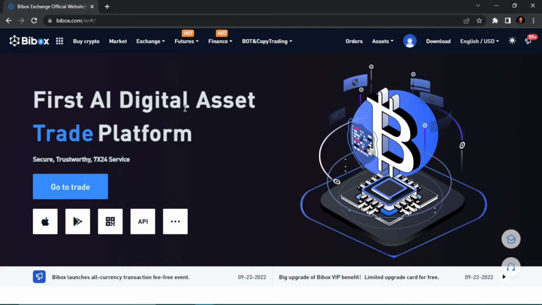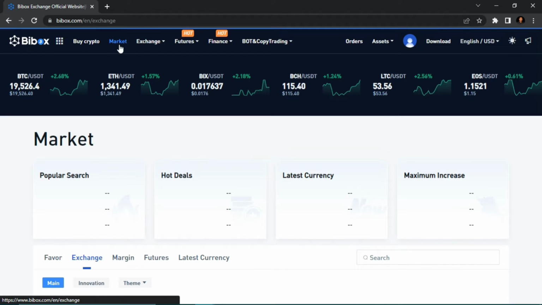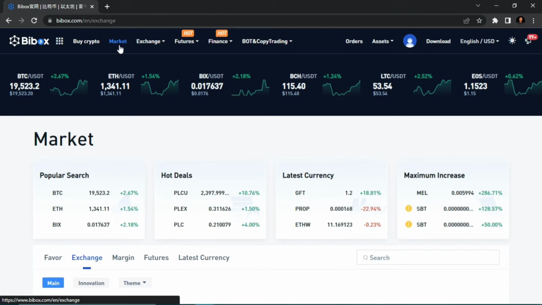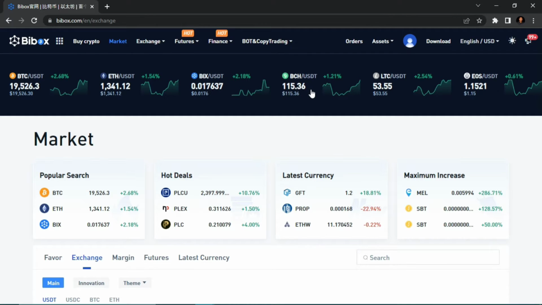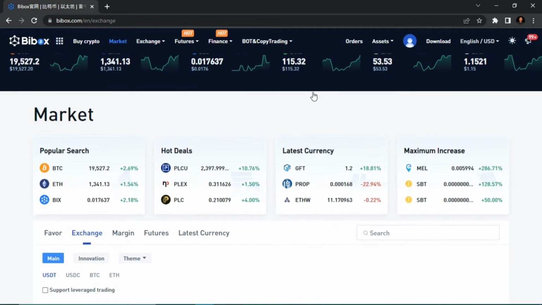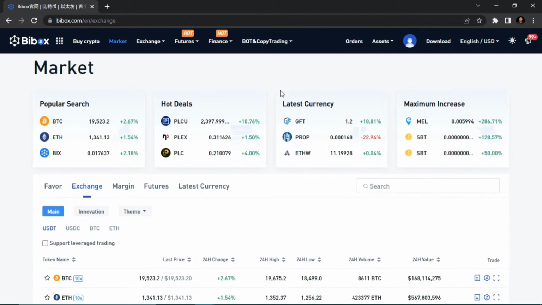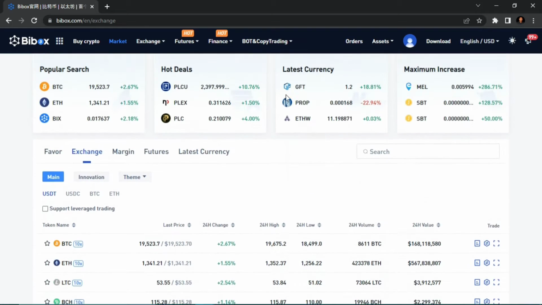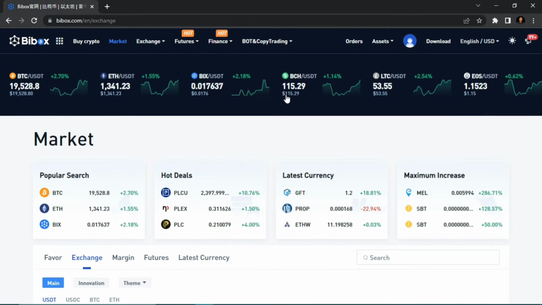So this is the Bibox website. This is the landing page for you to access the market. Simply click on the market and it's going to open up. We are going to have access to several cryptocurrencies. Bibox has a lot of currencies. We have over 400 cryptocurrencies available on Bibox. Bibox is actually very large. I'm really amazed with the kind of features that we have on Bibox. Okay, this is the market of Bibox.